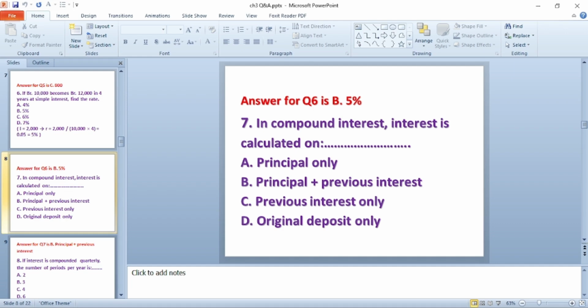Question number 7. Compound interest is calculated on dash. A. Principal only. B. Principal plus previous interest. C. Previous interest only. D. Original deposit only. The answer is B. Principal plus previous interest.